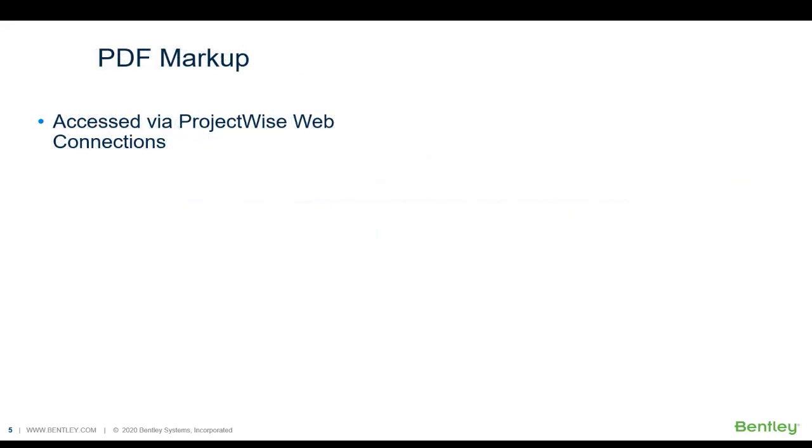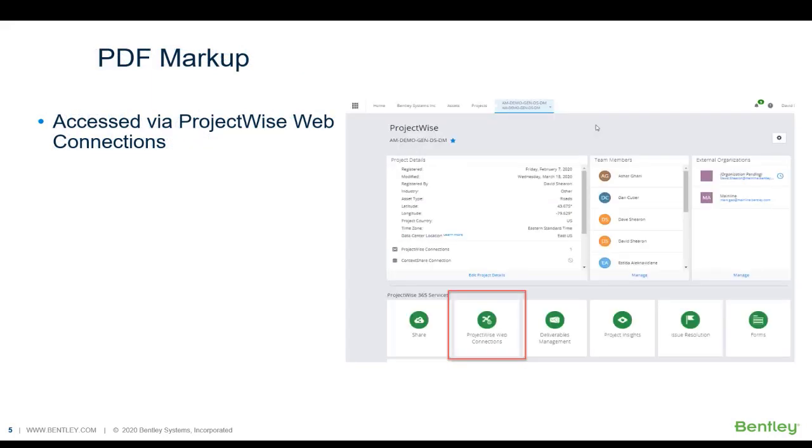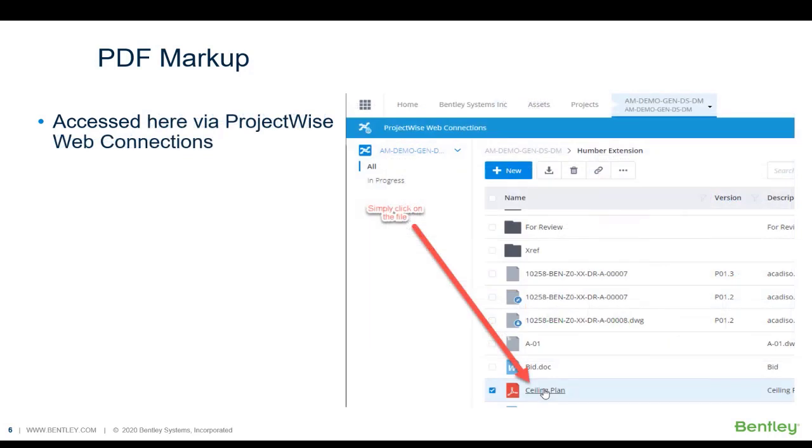So today we're going to access PDF markup via ProjectWise web connections. For those of you already using ProjectWise projects, you're familiar with the service itself, but it can be accessed once you log into connect.bentley.com and go to your project, where you will see those services down below. If you go into ProjectWise web connections, that will take you into the work areas that have been shared for your project.